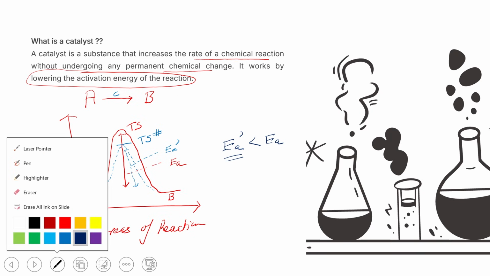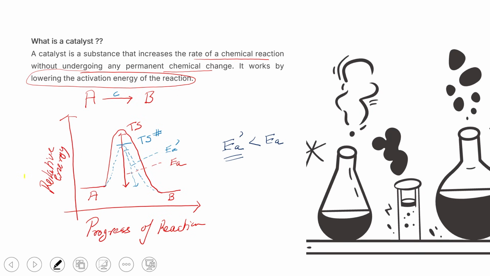So again, let us walk through the definition of catalysis. A catalyst is basically a substance that increases the rate of a chemical reaction without undergoing any permanent chemical change. It works by lowering the activation energy. It is very important to note here that a catalyst itself will never undergo any permanent chemical change. It means that at the end of a chemical reaction, your catalyst will be regenerated.